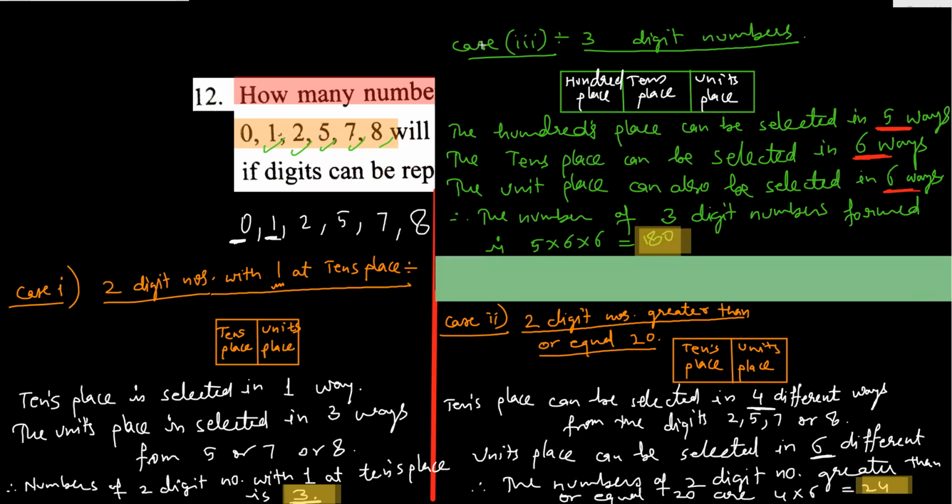So see, the final answer is therefore the total number of numbers formed using given digits and between 13 and 1000 are how much? 180 plus 24 plus 3, that is equal to 207.